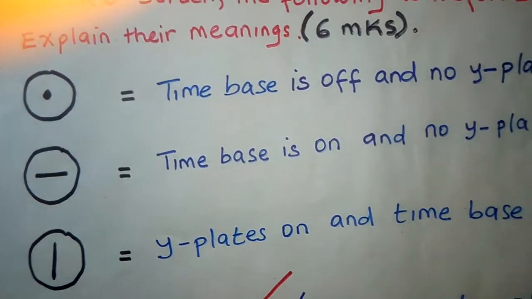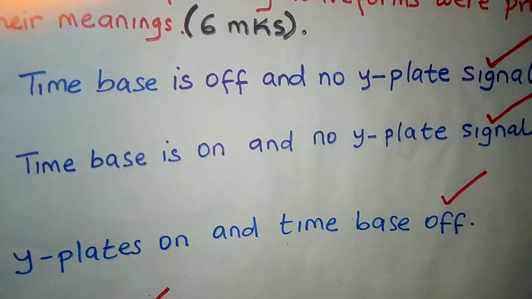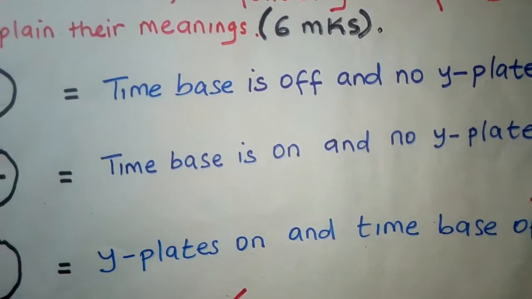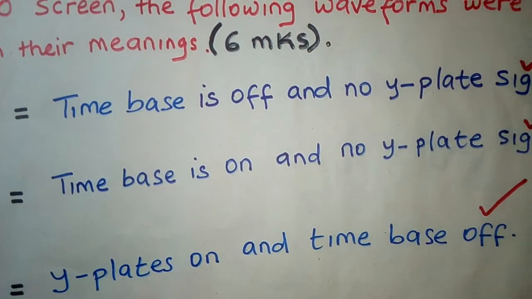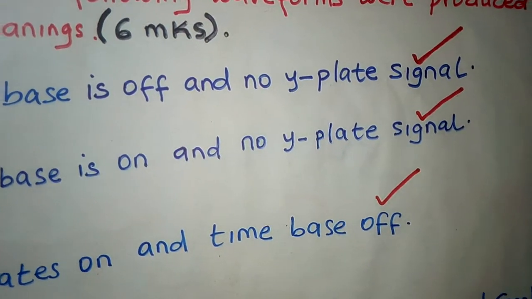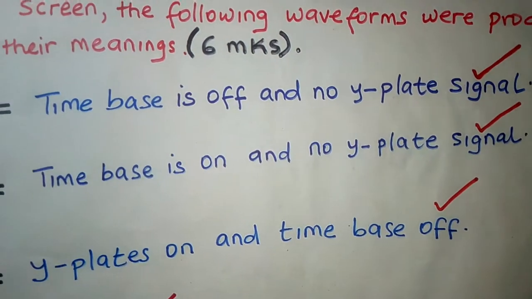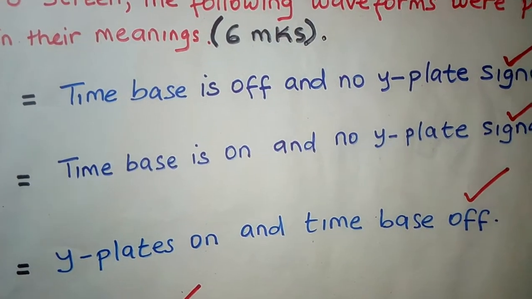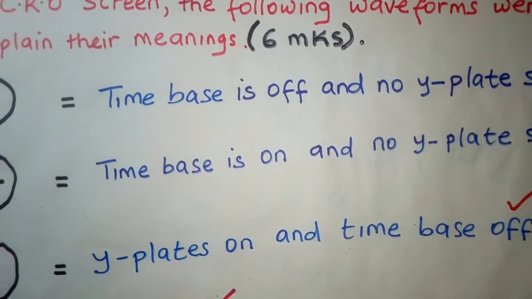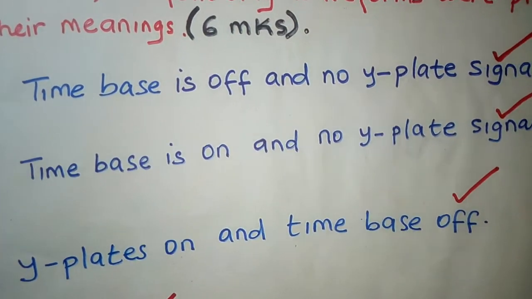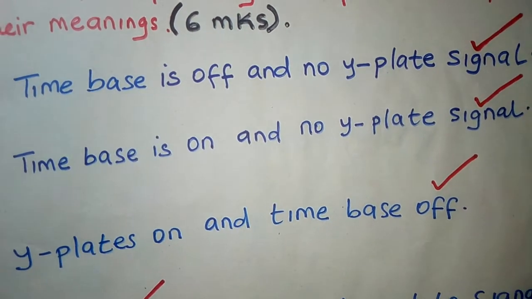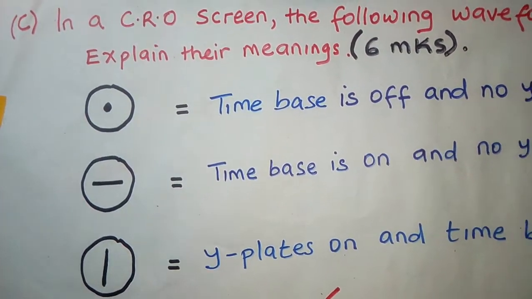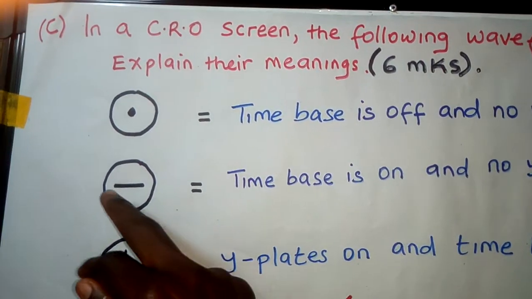The first one means the time base is off and the Y plate signal is also not there. So the time base is off and there is no Y plate signal, you see? So both the time base and the Y plate are off. Then the Y plate signal is not there. So there is nothing to show. So you just end up with what? A dot.